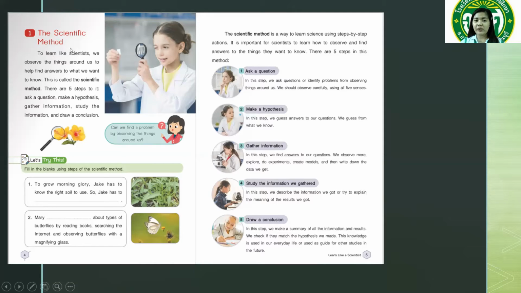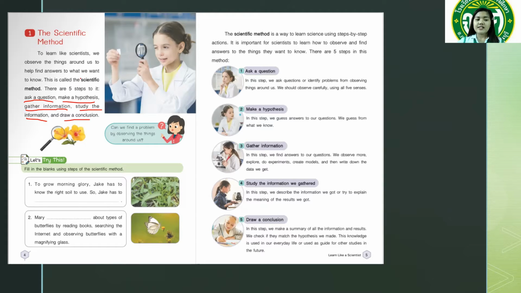You follow teacher, okay? To learn like scientists, we observe the things around us to help find answers to what we want to know. This is called the scientific method. There are 5 steps to it. So that is ask a question, make a hypothesis, gather information, study the information, and draw a conclusion.